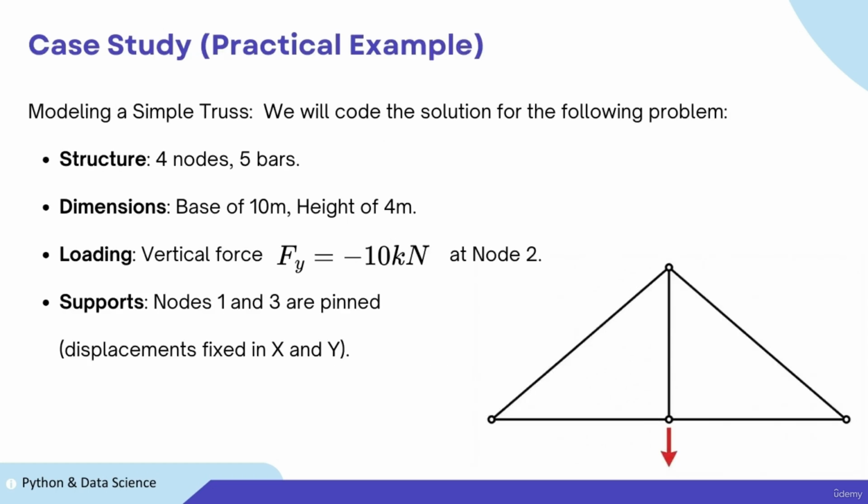Let's apply this theory to a concrete example. We have a triangular truss structure. Nodes 1 and 3 are fixed to the ground. Node 2 is the apex, and it is subjected to a downward load of 10 newtons. We have the material properties. Young's modulus, E, is 210 gigapascals. The area, A, is 2 times 10 to the power of -4 square meters. Our goal is to find exactly how much node 2 moves downwards.